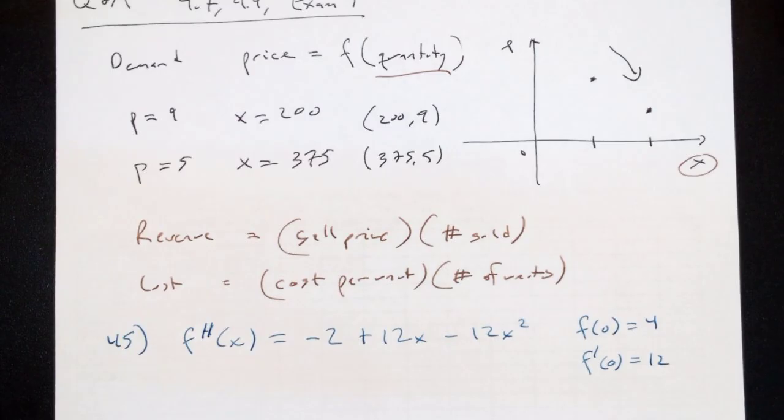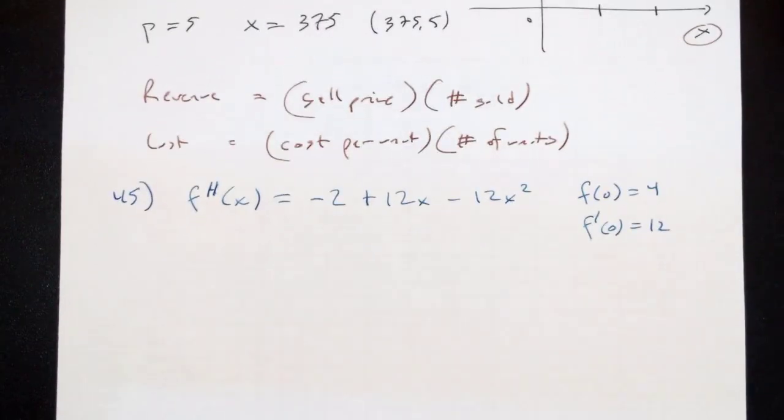Now, I'm particularly happy about this because I have one condition about f prime and one condition about f, which allows me to solve for the constants along the way. I want to go from f double prime to f prime. I take my antiderivative.